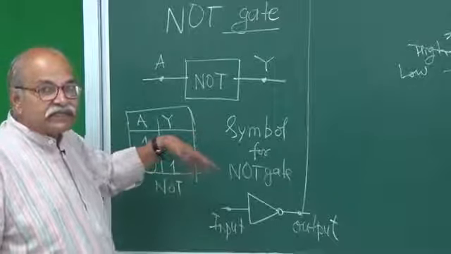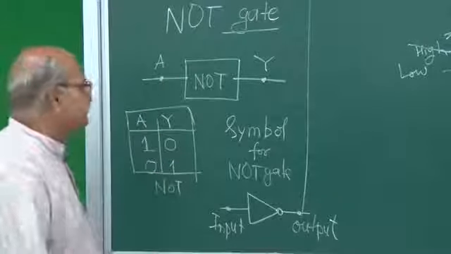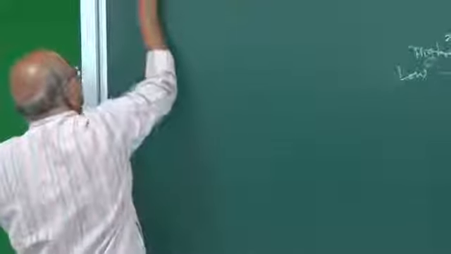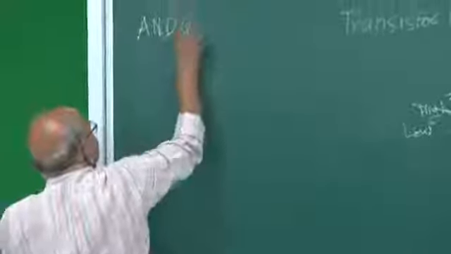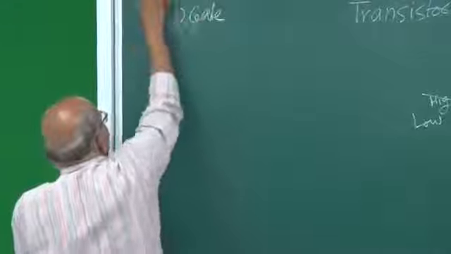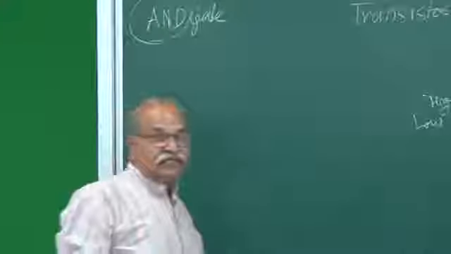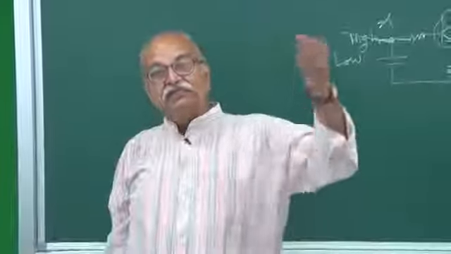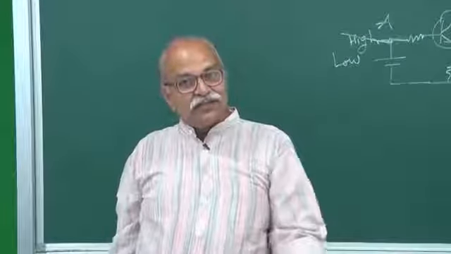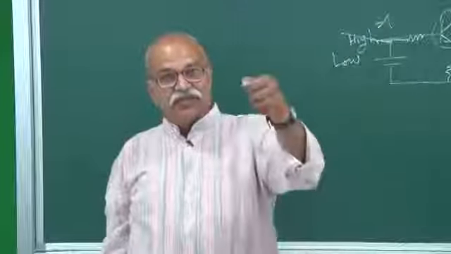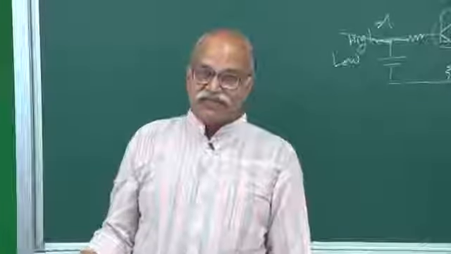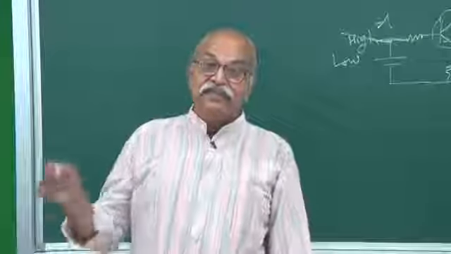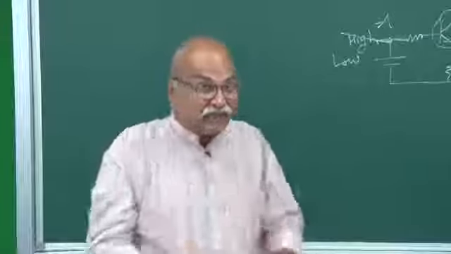Then next, let's take the AND gate. It is called AND gate. This AND tells that if all your inputs are high, if you have 2 inputs, the first input should be high and the second input should also be high. So if both the inputs are high, then the output is high, and if any one of them goes low, or both of them go low, then the output is low. That is why the name AND.